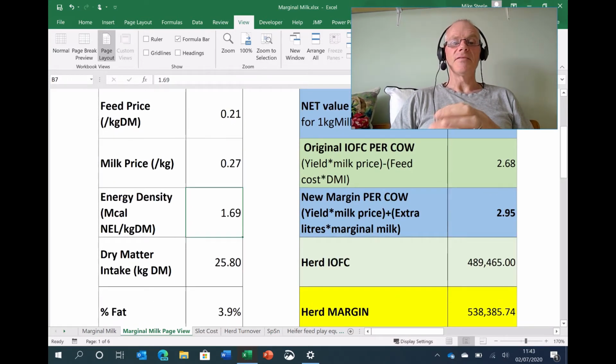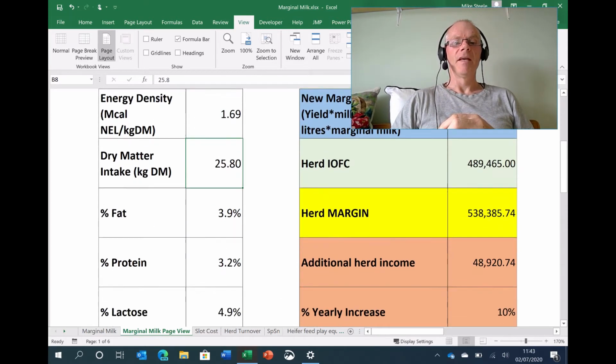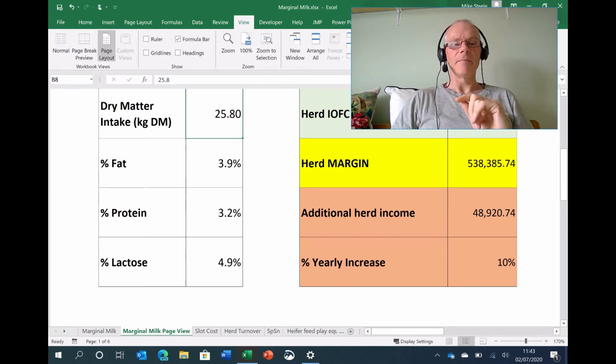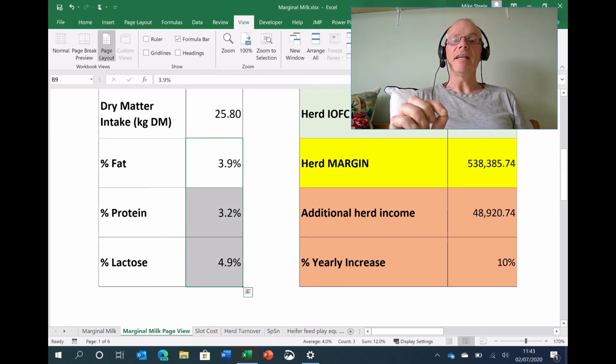Now my energy density, I've chosen megacalories of net energy of lactation per kilo of dry matter, and a typical value here is about 1.69 for a lactation ration. And I've put as an input dry matter intake at 25.8 kilos of dry matter per day per cow. And milk components, and this is important later. For milk components, I've chosen 3.9% fat, 3.2% protein, and 4.9% lactose. Now the reason I've put these as inputs is because each of these requires a certain amount of energy to produce in the udder, and that's important to work out our energy density.